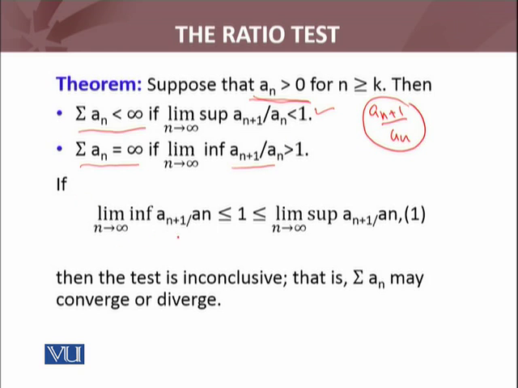If limit inferior of an plus 1 over an is greater than or equals to 1, less than or equals to limit superior of an plus 1 over an, then the test is inconclusive. We can't say anything about the convergence or divergence of that series. Then the test is inconclusive, that is summation an may converge or may diverge.